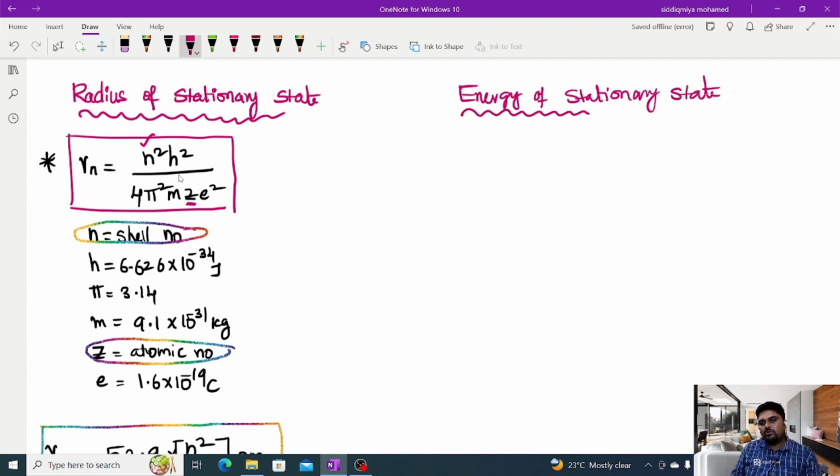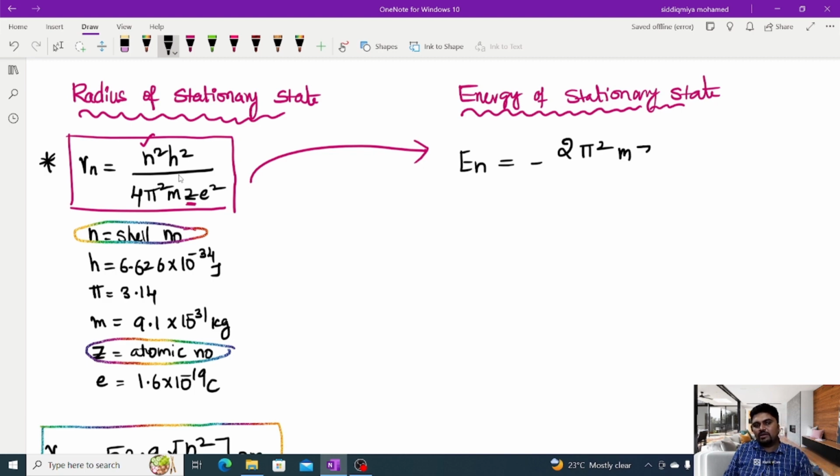Why I have told you, we will compare and study now. The formula for energy will also be the same, but with a little bit of difference. You have to take a reciprocal. Instead of 4 it will come 2 pi square, minus 2 pi square m, and for ze square we have to do a square again. Then what will you get? Z square e power 4 by n square and h square.